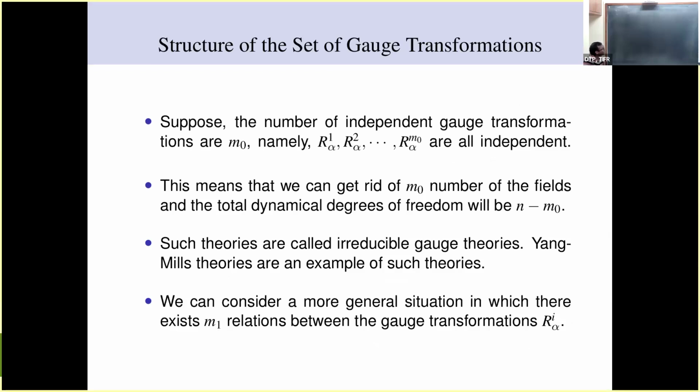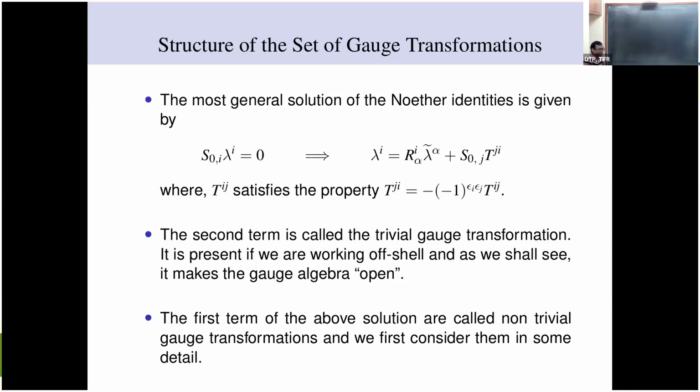So let's suppose the number of independent gauge transformations is m naught. First we are considering this term. Is the second part a nonlinear term? This one? Yes, it can be nonlinear, of course.